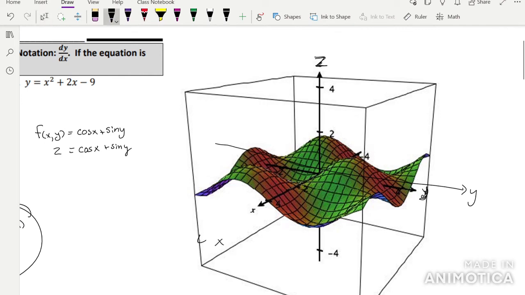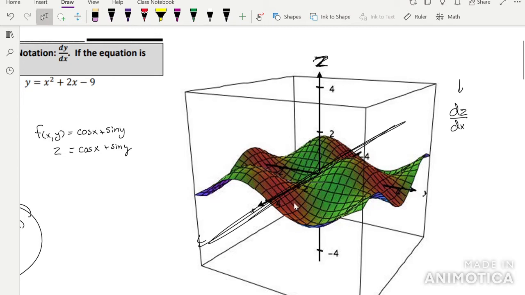So this is a three-dimensional surface. You can see it makes this sort of wavy plane. In this case, I would be looking at the change in my z, so I'd be taking dz dx, the derivative of z with respect to x. That's going to give me the slope in this direction. So I can look at the instantaneous slope of anything going along the x-axis.